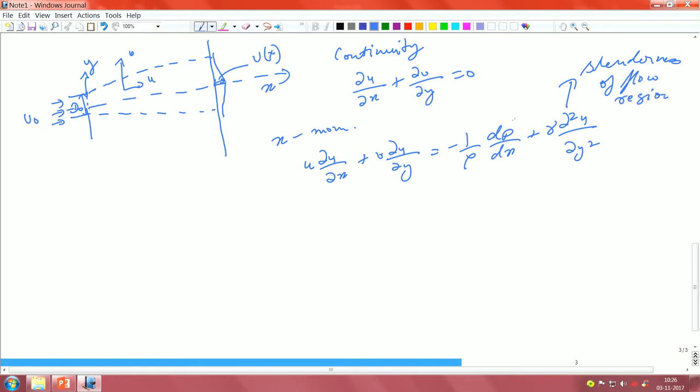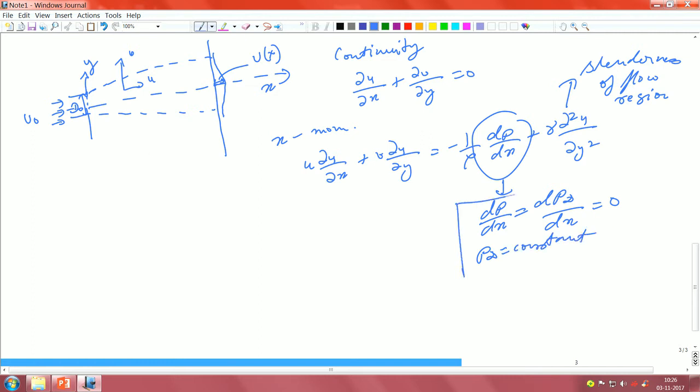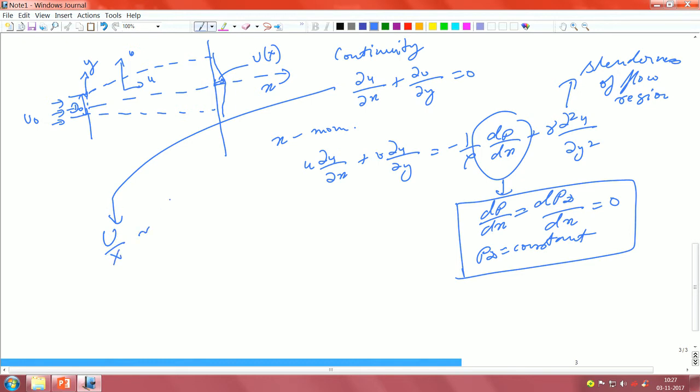Okay. So, this particular term, as we know, dp by dx is the same as dp infinity by dx, and should be equal to 0, because p infinity is equal to a constant. So, now if we apply the normal scaling arguments, from the continuity equation you get u by x will scale as v by d. That would be the first scaling that you will have.